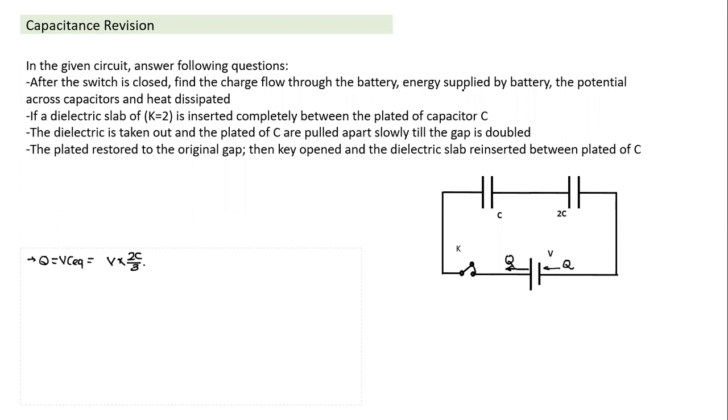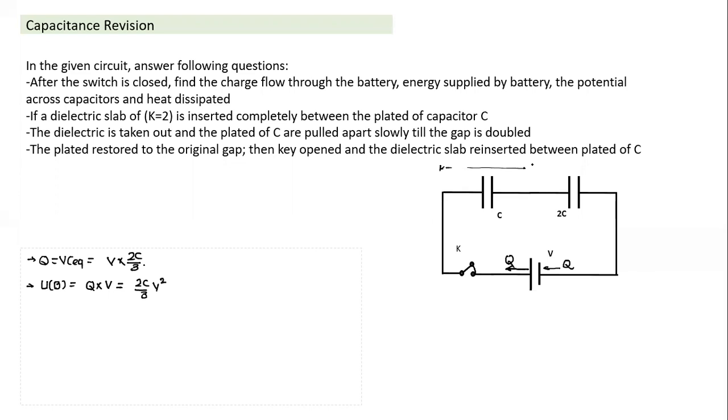Next question comes: what is the energy supplied by the battery? So we should recall what is the energy supplied by the battery here. Energy supplied by the battery is charge flow Q into EMF of the battery, which is V here. This is the energy supplied, and this energy comes as external energy. This comes from chemical energy stored in the battery, which gets converted into electrical energy. So it is 2C by 3 into V square. This is the energy supplied by the battery. We have done the second part also. What is the potential difference across the capacitors?